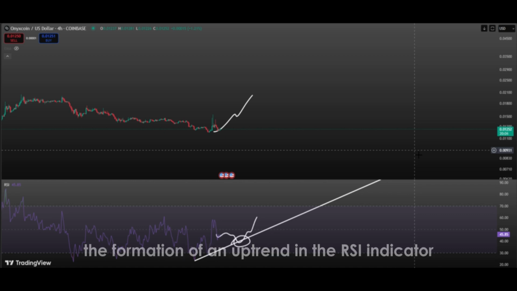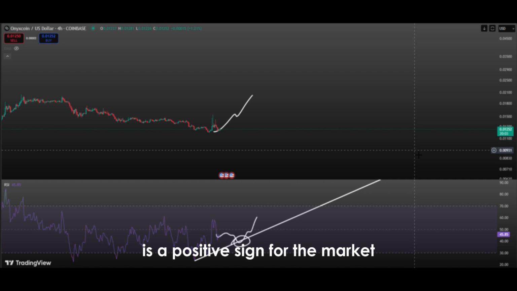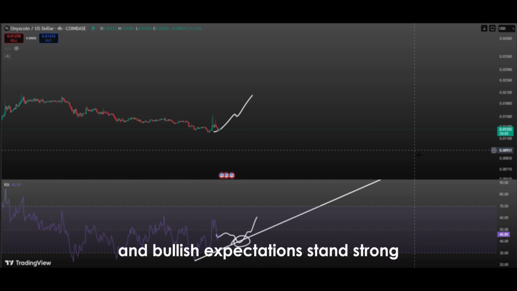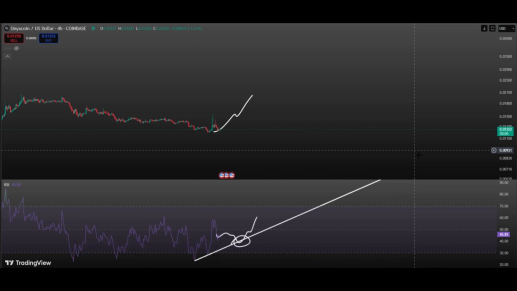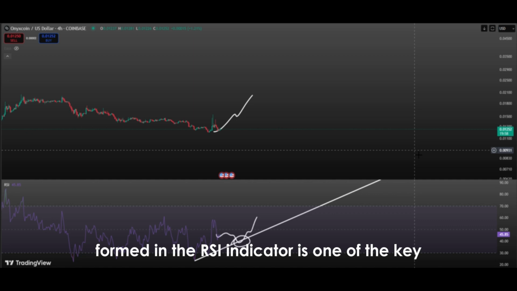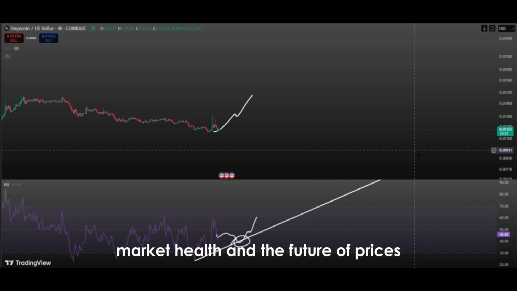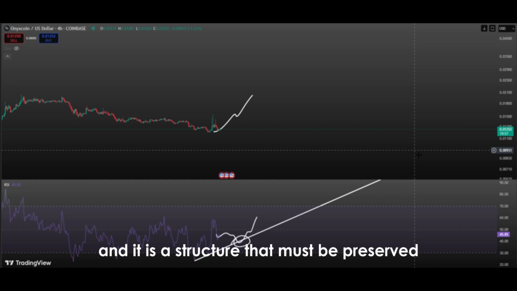In conclusion, the formation of an uptrend in the RSI indicator is a positive sign for the market, and the preservation of this trend is critical for the sustainability of the bullish movement. As long as the RSI trend is maintained, buyer strength continues, price movements remain stable, and bullish expectations stand strong. The breaking of this trend, however, can reverse the entire picture. Therefore, the uptrend formed in the RSI indicator is one of the key elements that determines investor confidence, market health, and the future of prices, and it is a structure that must be preserved.